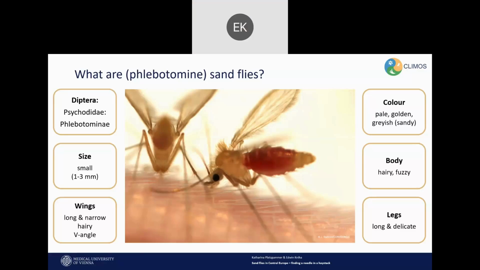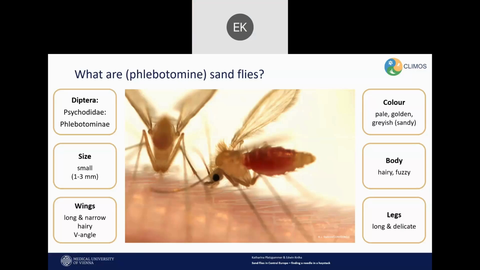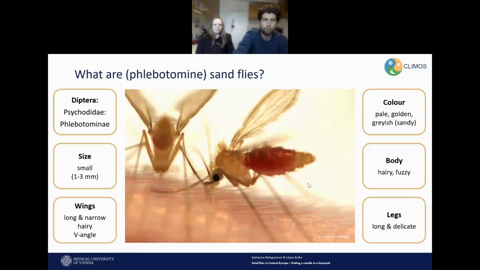They have some quite distinctive features where you can morphologically discriminate them from other species or insects. They are very small. They keep their wings in this erect V-like shape whenever they are feeding or resting. The name sandflies actually comes from their color, which is usually a golden, grayish, sandy color. And as you can see on the picture here, the body is densely packed with what you would call hair-like structures, and the legs are quite long and delicate compared to their body.